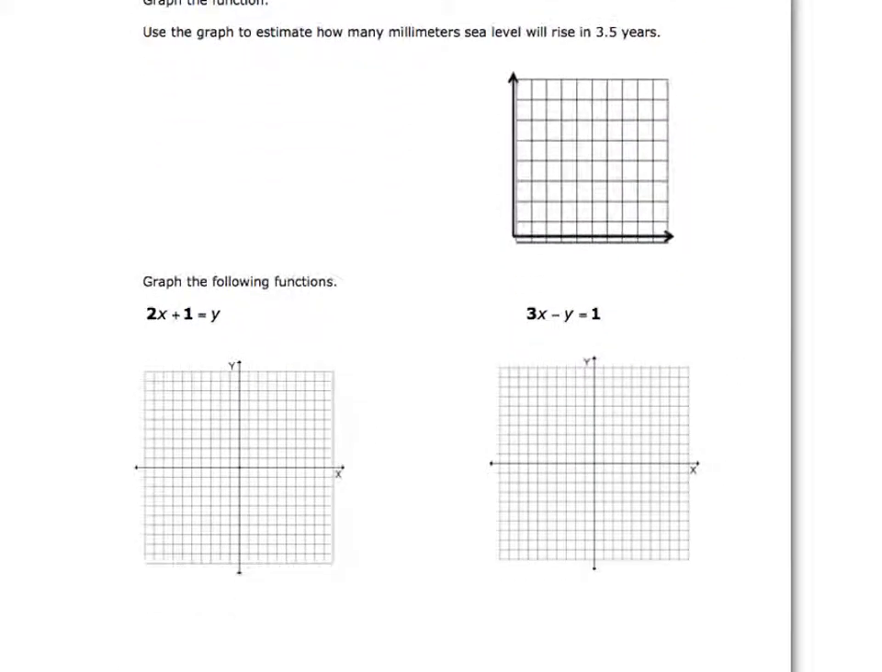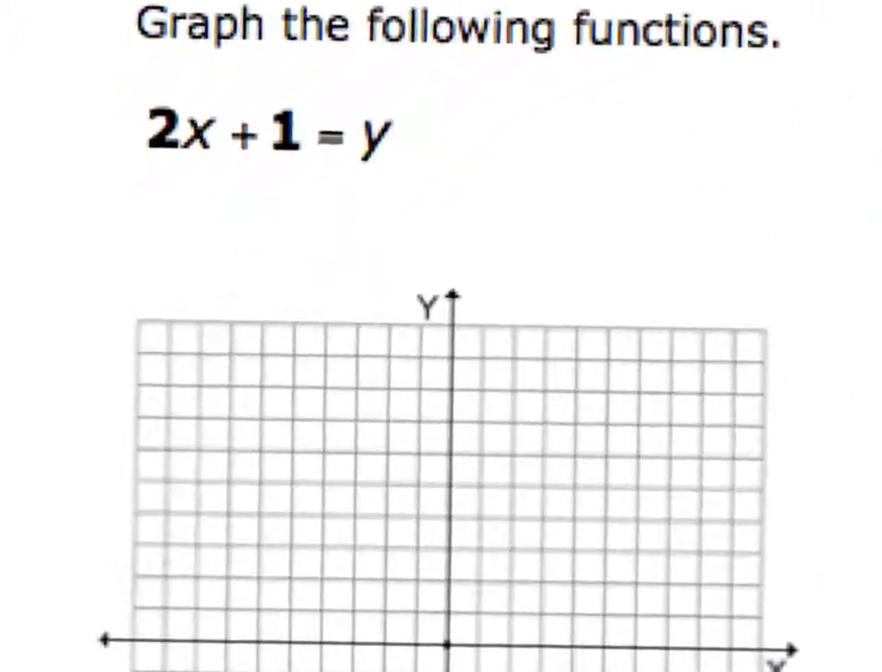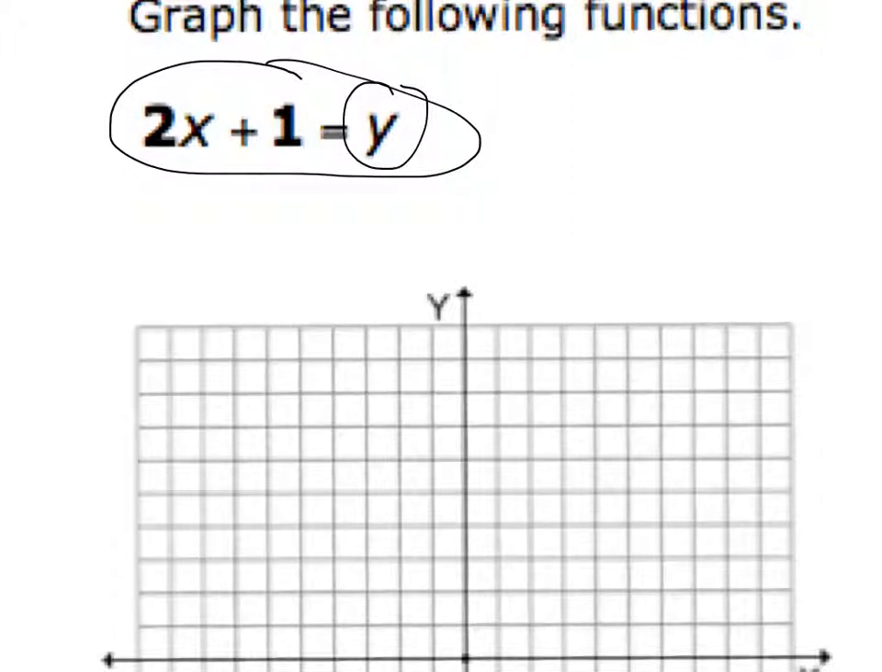Okay, let's try one more together, and then we'll be done. Okay, so step 1, let's solve this guy for y. Well, you'll notice that in this function, y is already by itself. Okay, but it looks weird, so let's rewrite it as y equals 2x plus 1. Okay, so we've got it solved for y. Now we need to set up our table of values.